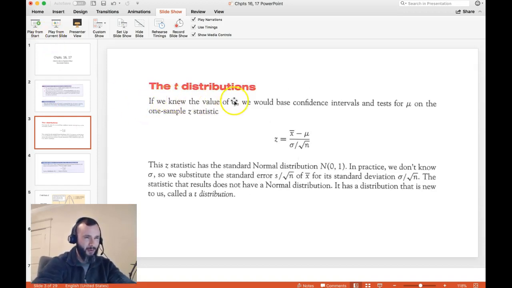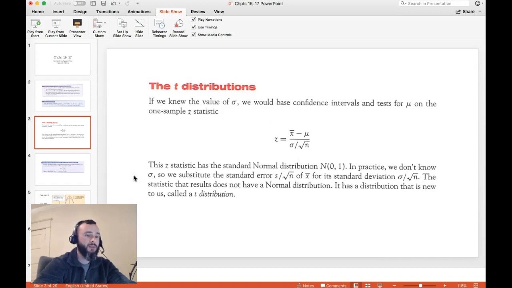If we knew the value of sigma, we would base our confidence intervals and tests for mu on the z statistic, which we covered in the last quiz. The z statistic has a standard normal distribution, N(0, 1), but in practice we don't know sigma, so we can substitute the standard error for the standard deviation. That's the key substitution there.